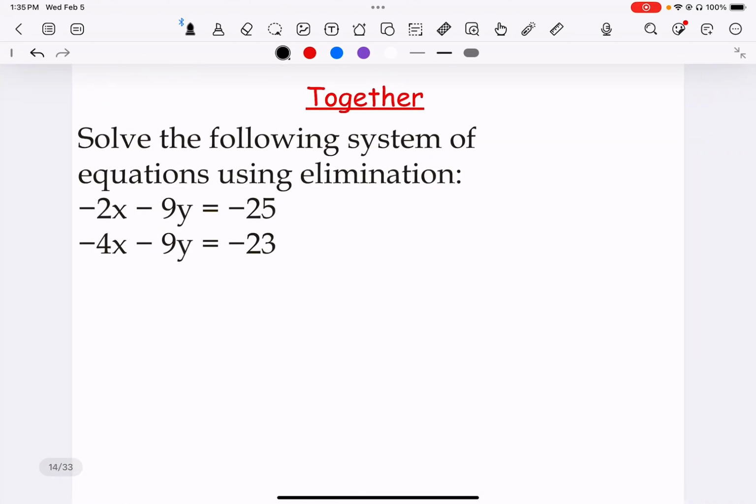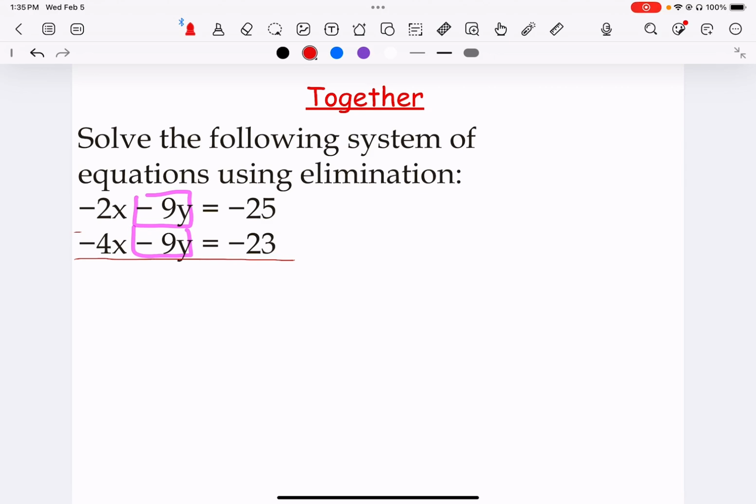Solve this system of equations using elimination. First thing I want to make sure is that my variables and constants are lined up. So my x's are lined up, my y's are lined up, the equal signs are also lined up, and then my constant terms are lined up as well. Now I want to see which variable I think is going to be eliminated. The variable that's going to be eliminated is a variable that's going to have the same coefficient. In this case, the y's both have -9 as their coefficient. Since they're the same sign, I'm going to subtract these two equations.